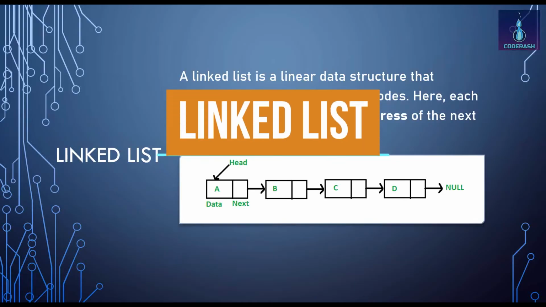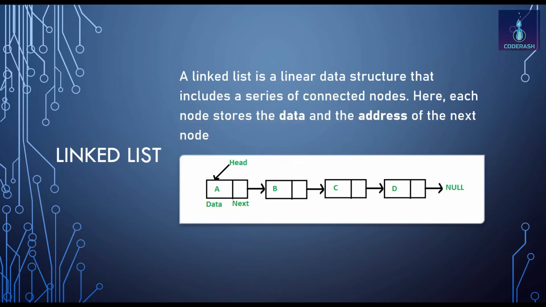The data structure we are going to look at next is a linked list. A linked list is a linear data structure that includes a series of connected nodes, where each of the nodes stores the data and the address of the next node.